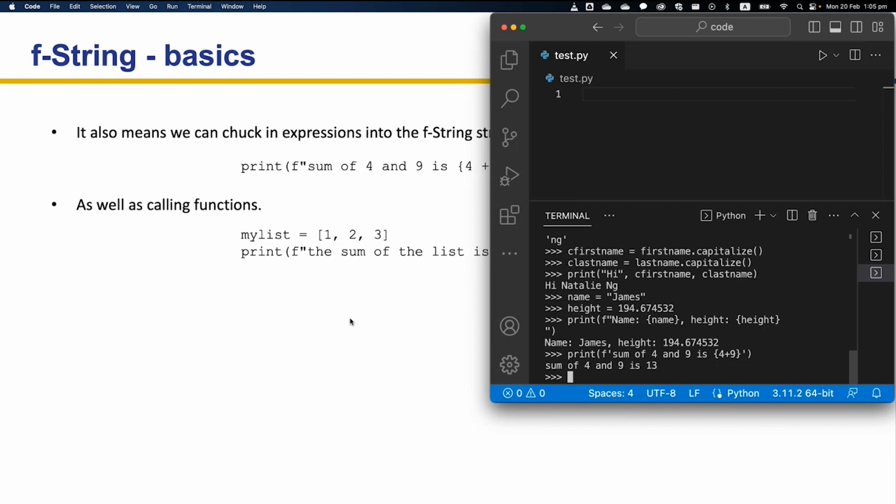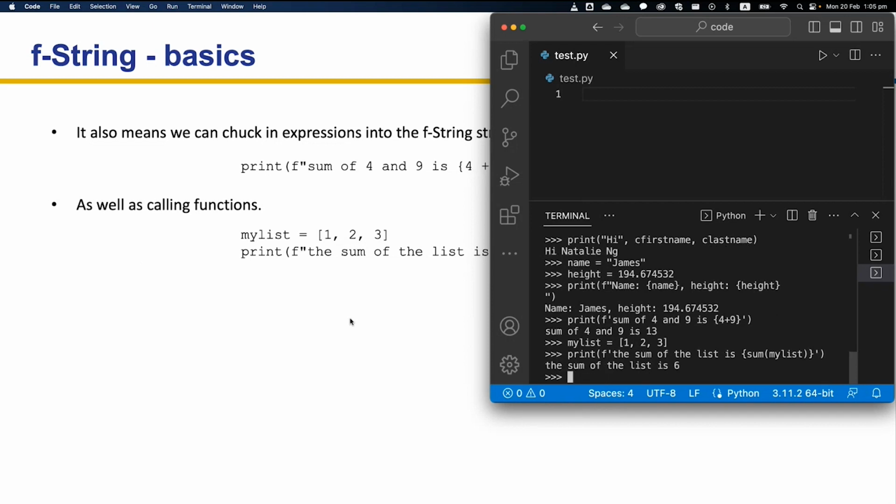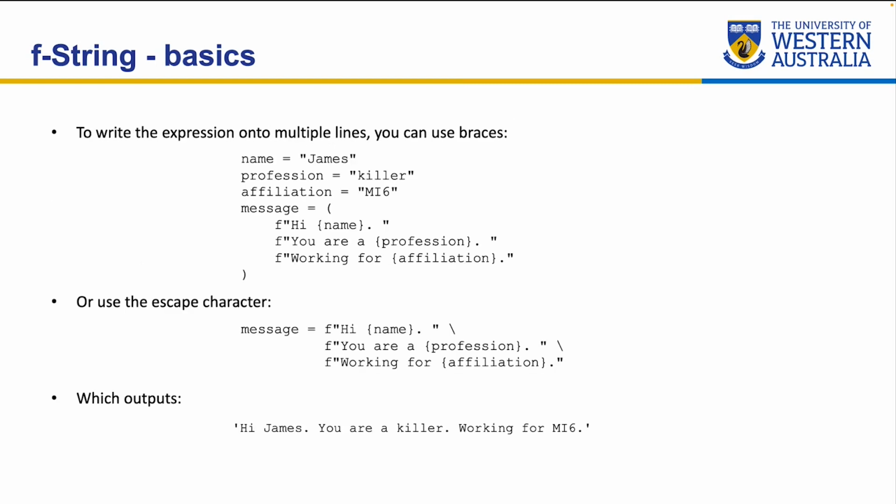And we can do it with calling functions inside that as well. So say my list equals 1, 2, 3, and then print f the sum of the list is, and then here we know that there's a built-in function called sum, and then we pass in my list inside, and then close the string, and the sum of the list is 6. Okay. So that makes it very easy to utilize and call functions in order to display strings into the outputs.